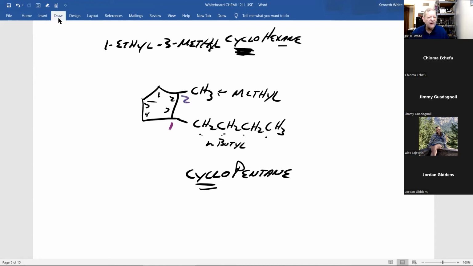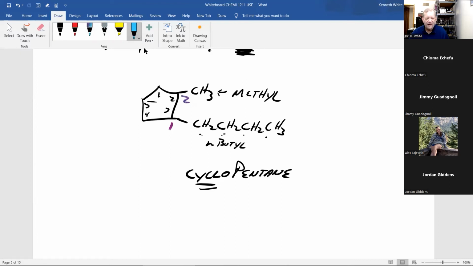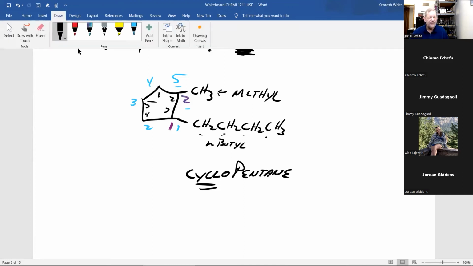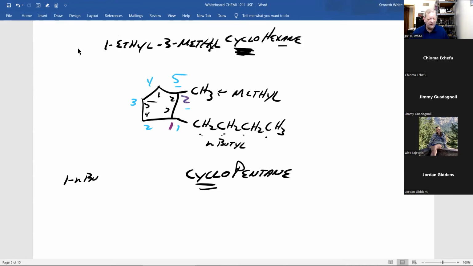If I go the other way, 1, 2, 3, 4, 5. Which is smaller, 2 or 5? And hopefully I'll pick 2. So this is 1 N-butyl, 2 methyl cyclopentane. Again, 5-membered ring, pentane, it's a ring.